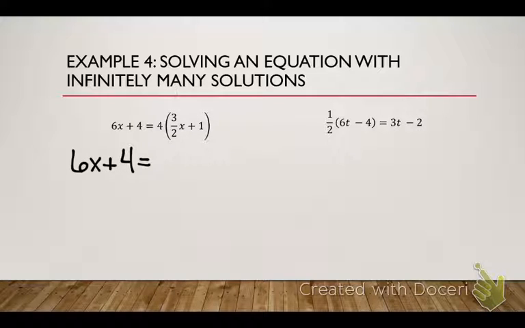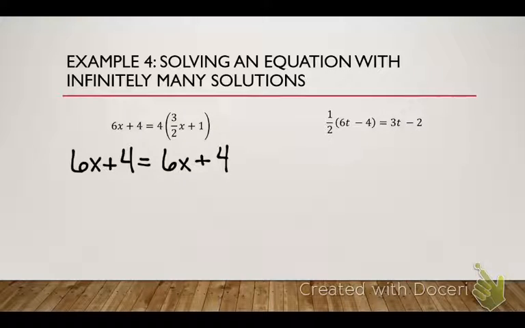What's 4 times 3? 12. What's 12 divided by 2? 6. So that's going to be 6x. And what is 4 times positive 1? 4. I can already call it: I'm going to see this mistake on the quiz and the test, no matter how many times we review. Don't make that mistake of adding it. 4 plus 1 is not 5. Here in this situation, 4 times 1 is 4. So now 6x plus 4 equals 6x plus 4.